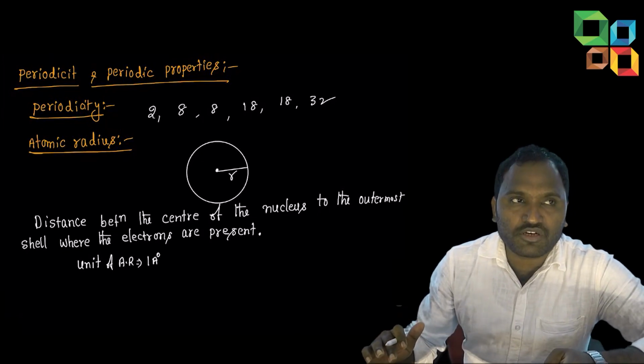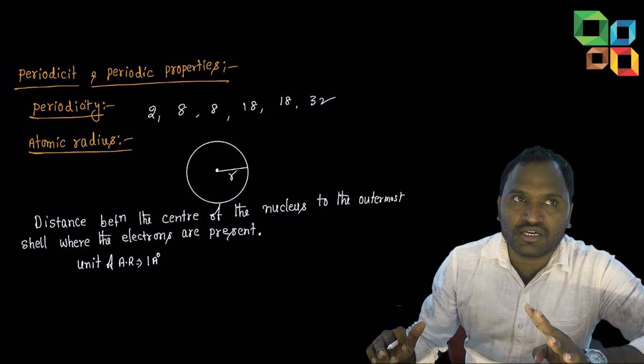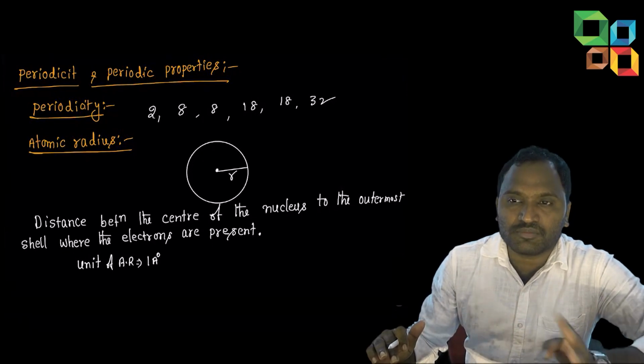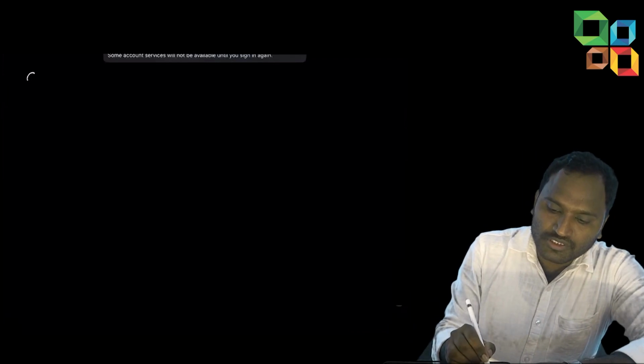So since atoms are very small and they are also less stable, they can't exist independently. Most of the atoms cannot exist independently. So we can't find out atomic radius directly by taking a single atom. In molecular form only we will measure atomic radius. There are different types of atomic radius, based on the nature of the elements.